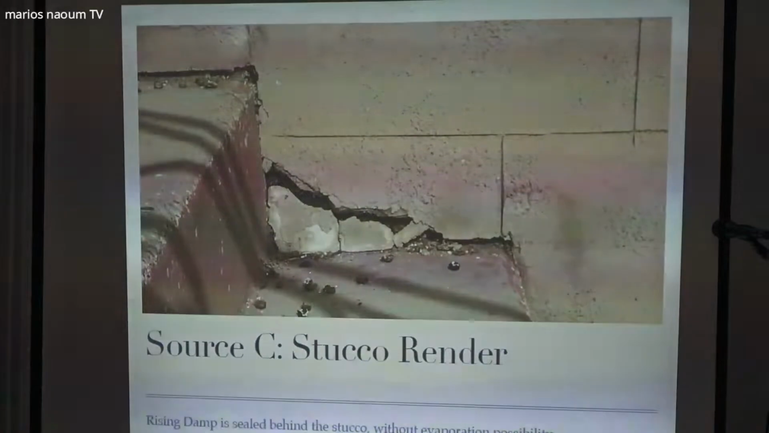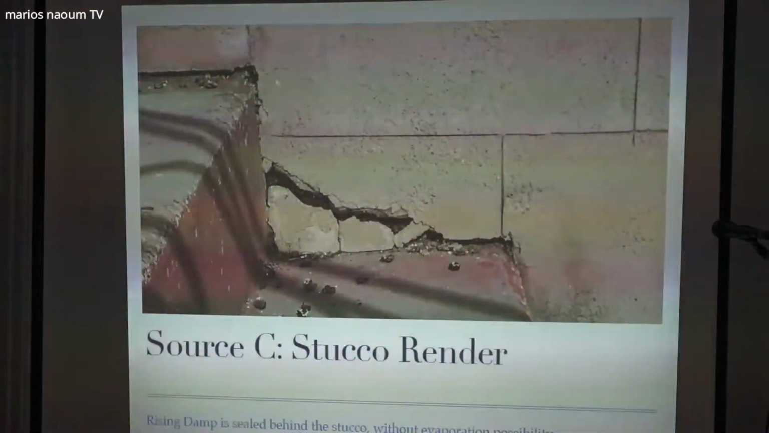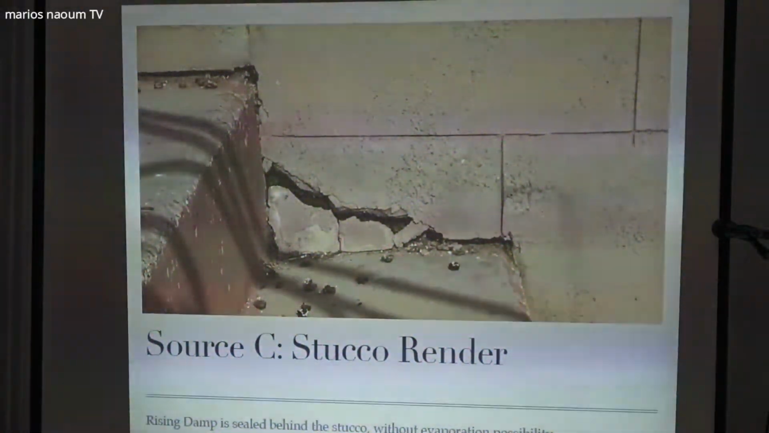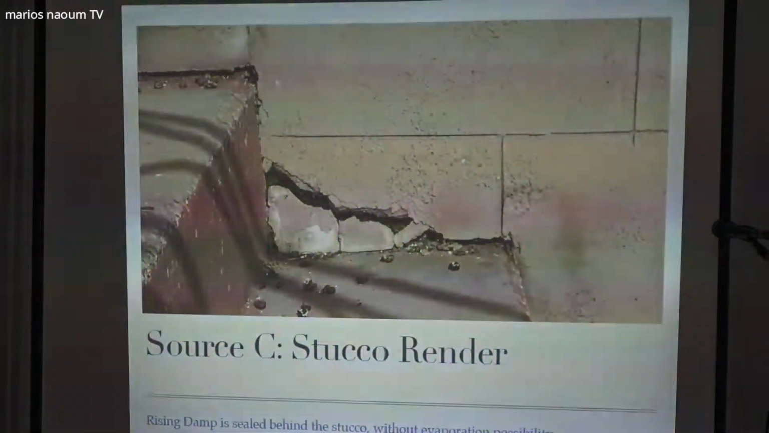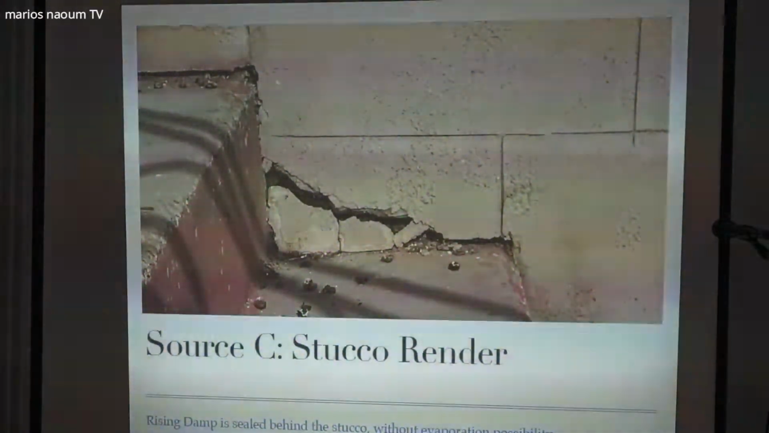The stucco render that has been placed has added to the problems. The stucco render has stopped the evaporation possibility.